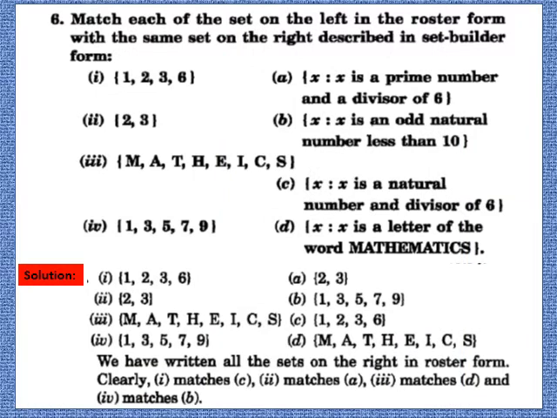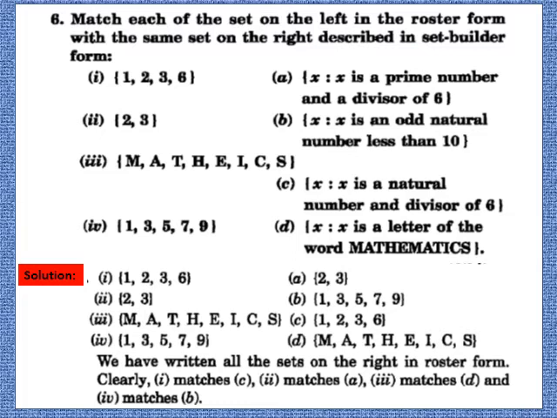Next is question number 6. Match each of the sets on the left in the roster form with the same set on the right described in the set builder form. Okay, so we have roster form and set builder form and we have to match them. So first we are going to convert the set builder form into roster form. So A is what? X such that X is a prime number and a divisor of 6. So divisor of 6 and prime number. So A becomes what? 2, 3.